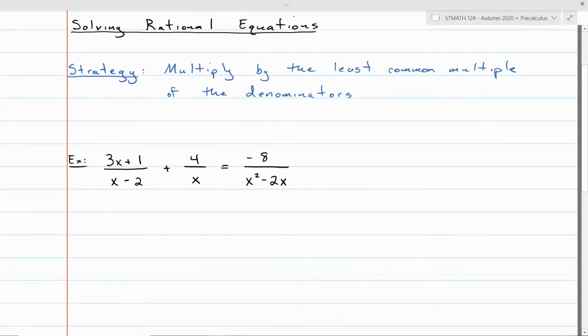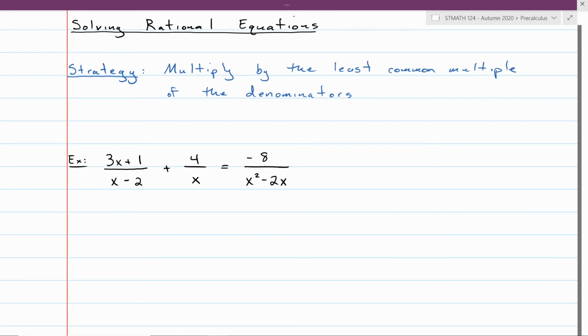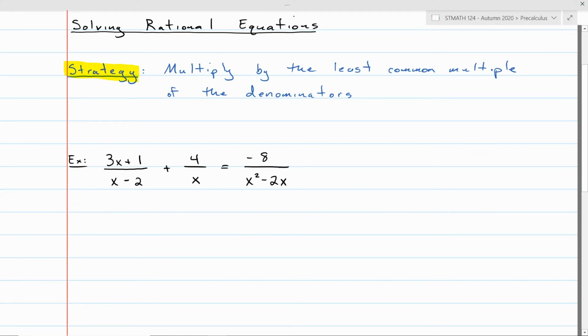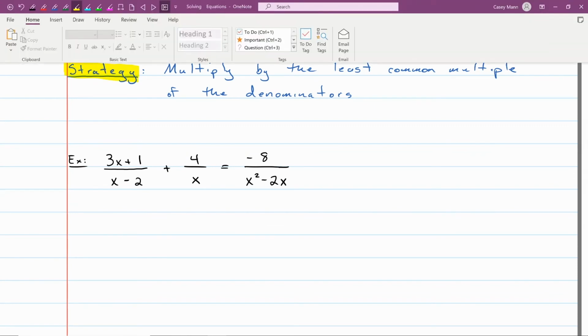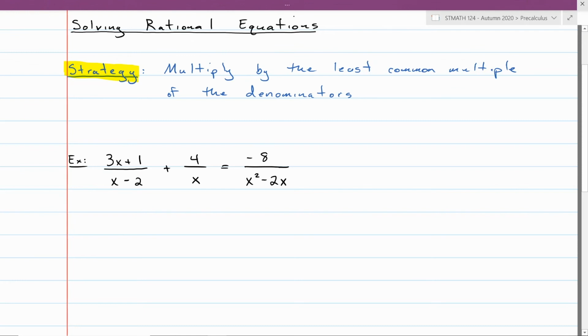So remember, rational expressions are just fractions. So we want to solve equations that involve fractions. A standard strategy here is to take the least common multiple of the denominators of the fractions involved in the equation and multiply both sides of the equation by that LCM.